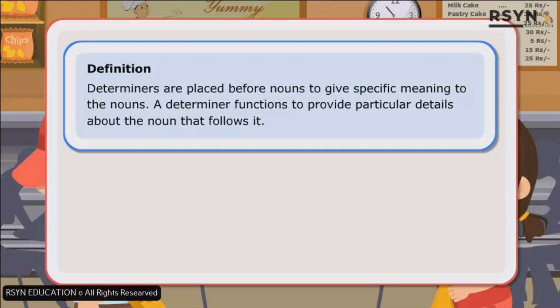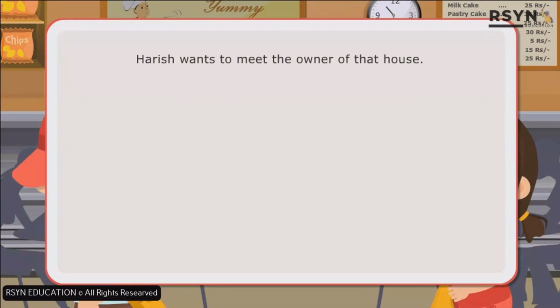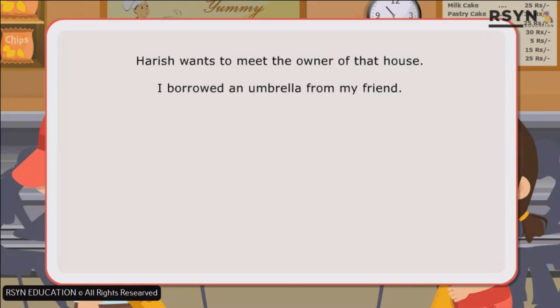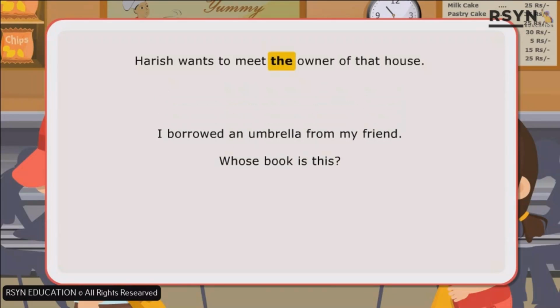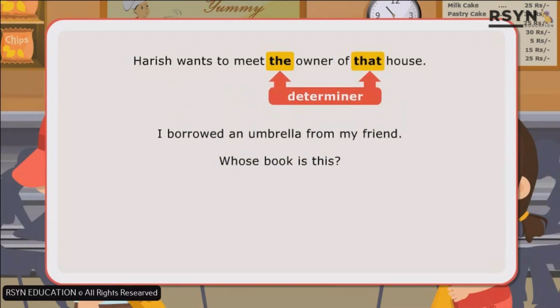Let us look at a few sentences. Harish wants to meet the owner of that house. I borrowed an umbrella from my friend. Whose book is this?